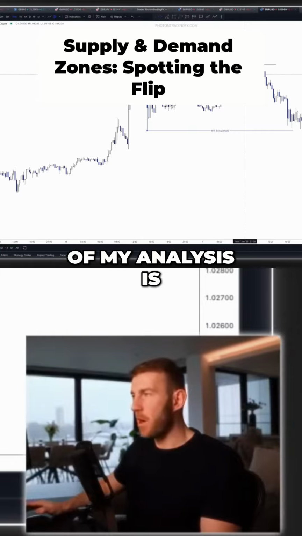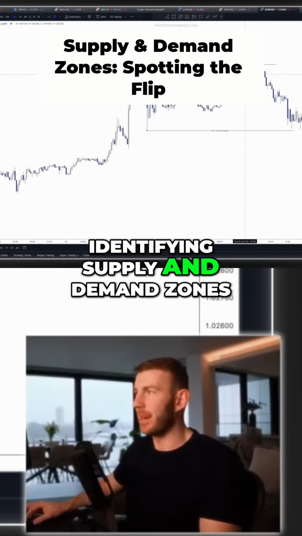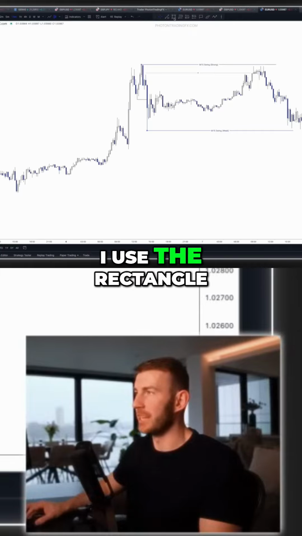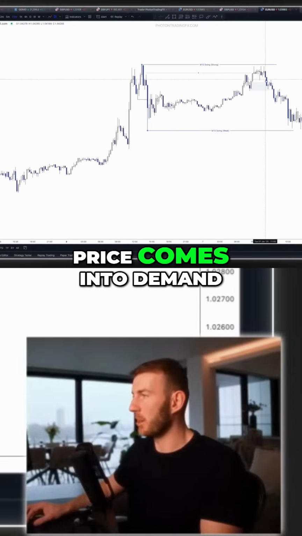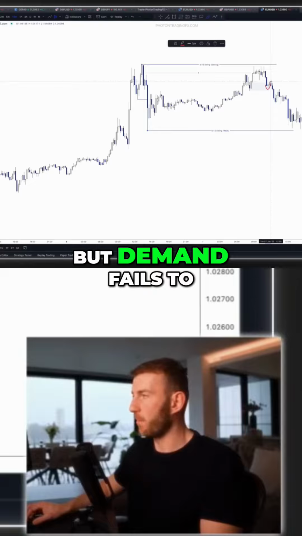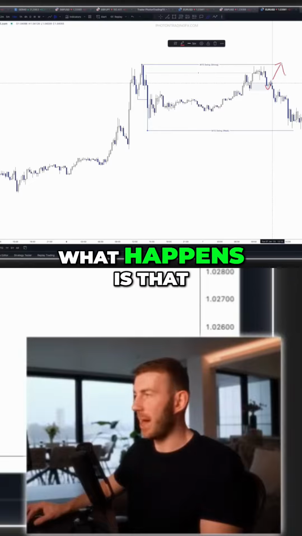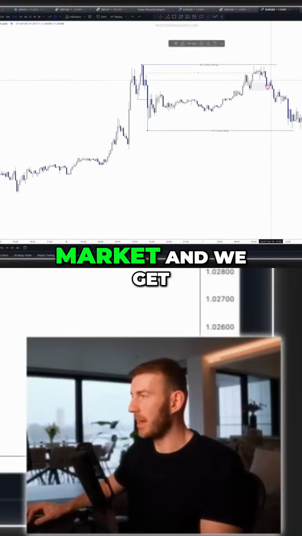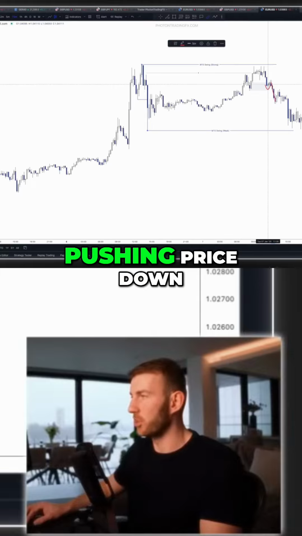The next key part of my analysis is identifying supply and demand zones. Very simply, I use the rectangle function for this. You can see that price comes into demand, right? It fills up those orders, it has a reaction, but demand fails to put in a higher high. And what happens is that supply comes into the market and we get sellers stepping in and pushing price down.